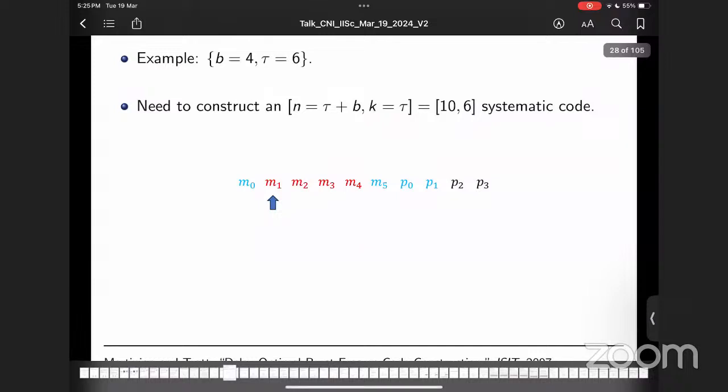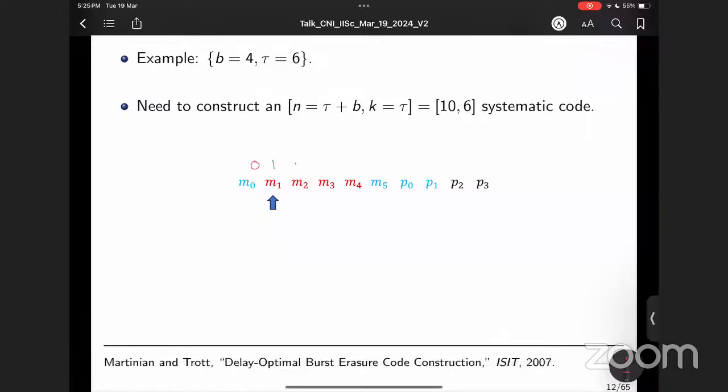Let's consider another burst. Let's say M1, M2, M3, M4. Let's assume that M0 is already decoded. And since I'm looking at the recovery of M1, I can go only till P1. Because again, if you count, this is 0, 1, 2, 3, 4, 5, 6, 7, right? So 1 plus 6 is 7. So I can go only till P1 because of the delay constraint. And again, because there's an erasure burst, M1, M2, M3, M4 are not available to me. So basically using M0, M5, P0, and P1, I should be able to recover M1. So that's the requirement I need out of my code.